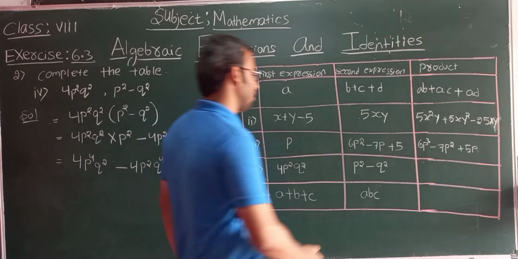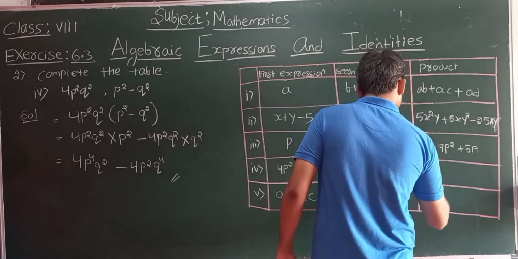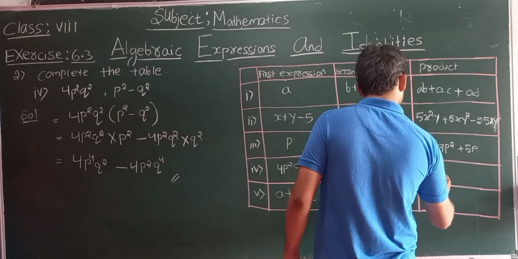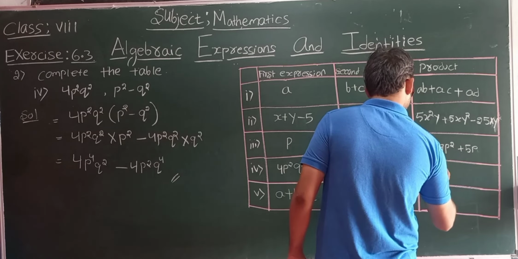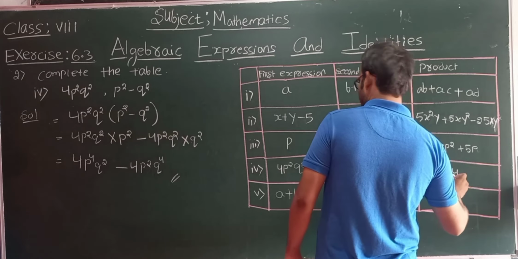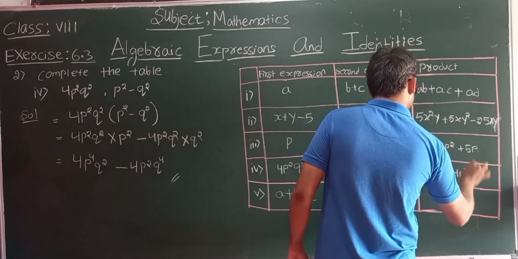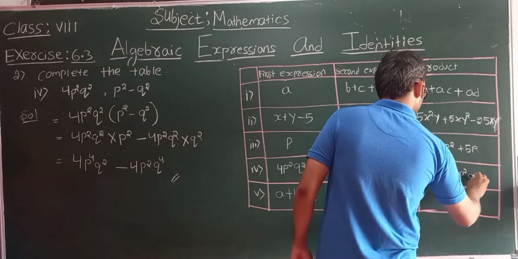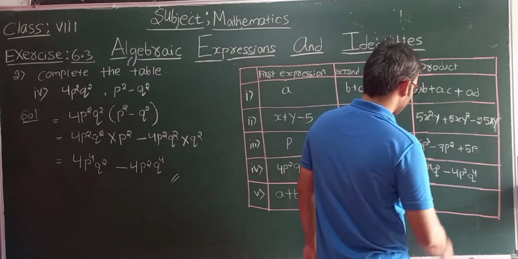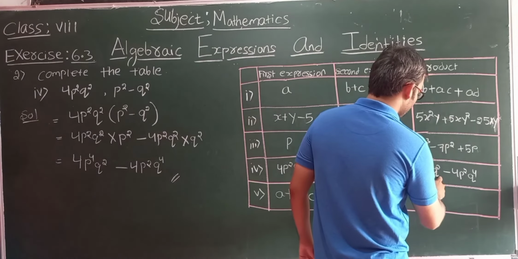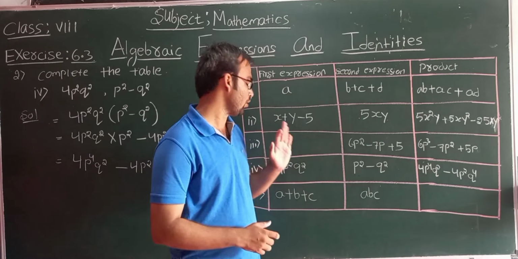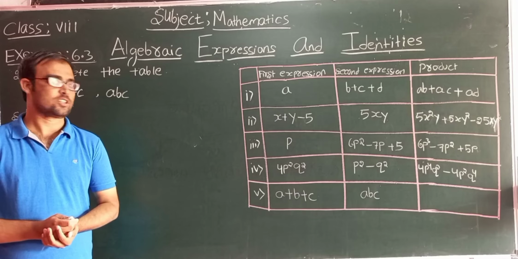So here we will write 4 p to the power 4 q square minus 4 p square q to the power 4. Okay, so this is the solution for the fourth problem. Students, let us solve fifth one.